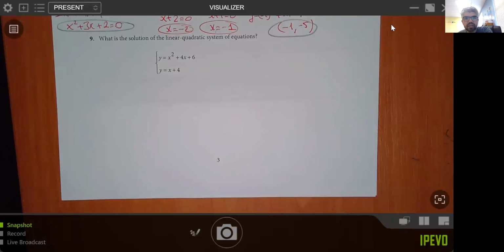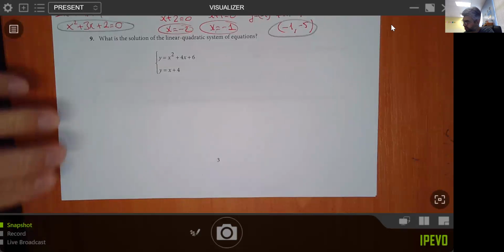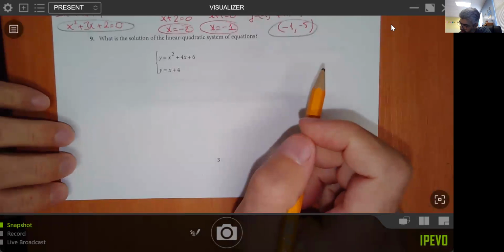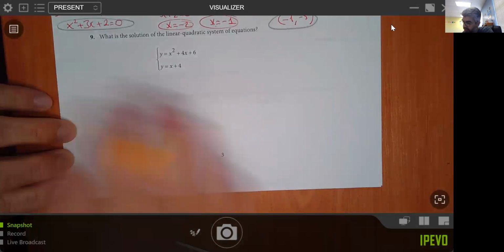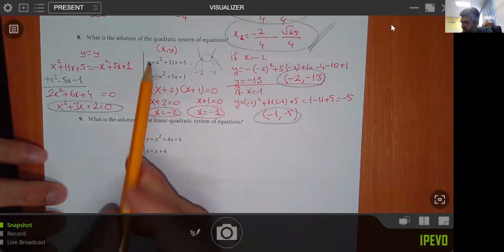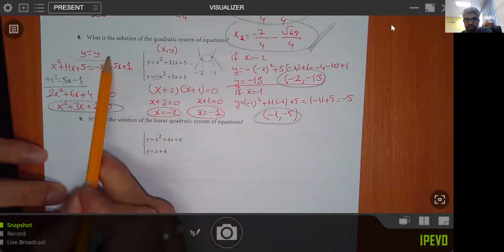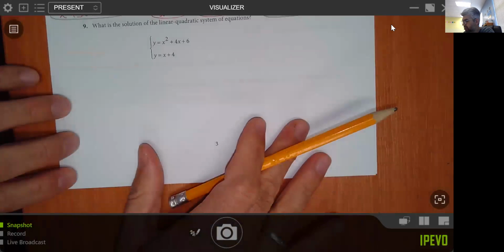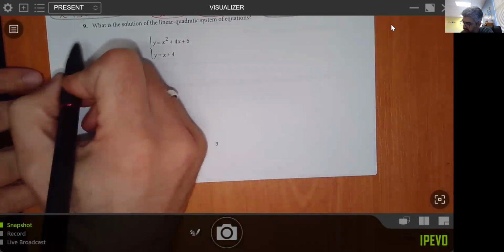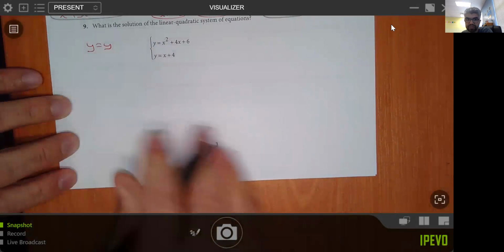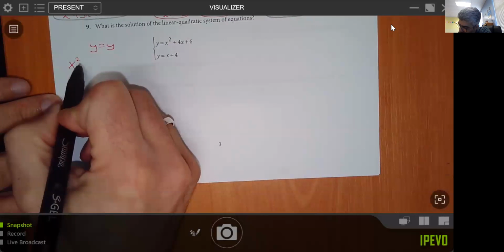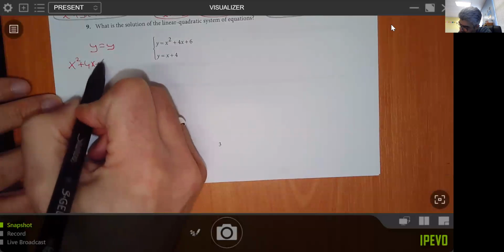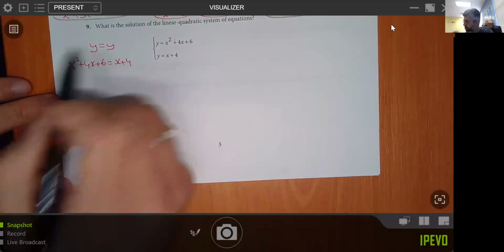Number 9, what is the solution of the linear quadratic system of equations? Okay, the same logic as what we did here. They have the common points. Their y values are equal. We are going to do the same thing here. We write y values are equal, right? So x squared plus 4x plus 6 equals x plus 4.